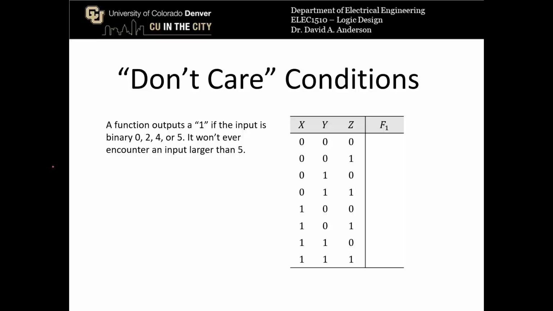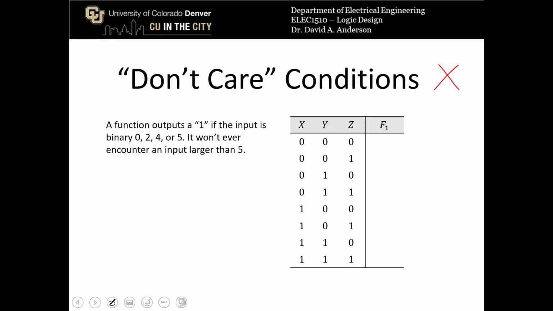Don't care conditions come up whenever we have a machine that we're trying to design that has inputs represented by bits that we would never expect to encounter in the normal operation of the machine. That means that the output can be either a 0 or a 1, and it can be either one of those to optimize the function because we'll never expect to encounter it, so we don't care what it actually is. Don't cares on truth tables or K-maps are represented by x's, and they can be either 0s or 1s depending on how the function is optimized.